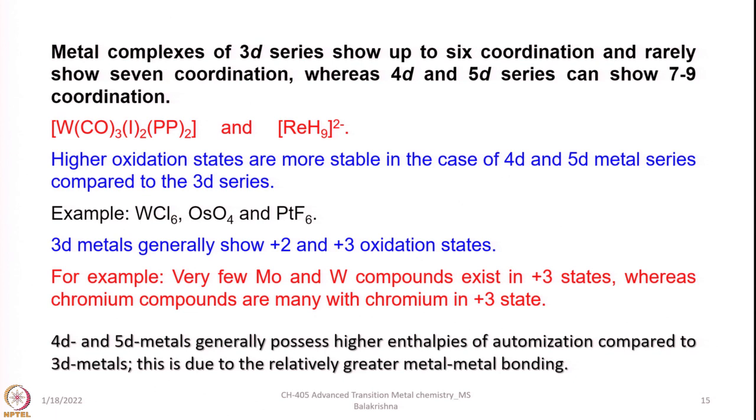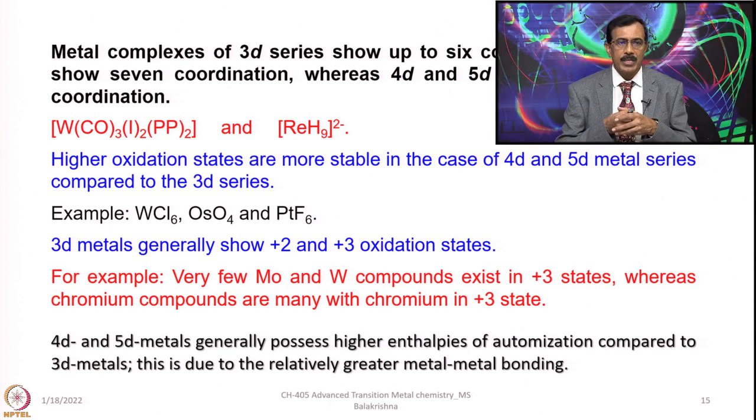For example, there is a tungsten(II) complex shown here. This can have either capped octahedral geometry or pentagonal bipyramidal geometry, and here the coordination number is 7. And in the case of this homoleptic hydride, ReH9 2-, rhenium is in the +7 state, having tricapped trigonal prismatic geometry. Higher oxidation states are more stable in the case of 4D and 5D metal series compared to the 3D series. So the 3D series prefers lower oxidation states, whereas metals in 4D and 5D tend to stabilize with higher oxidation states.